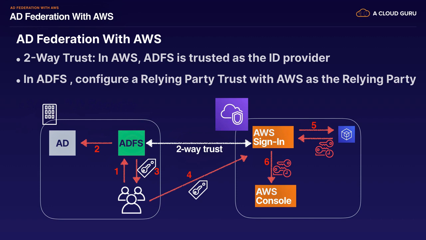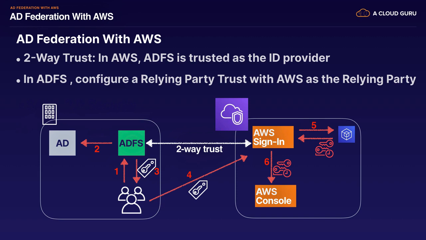So let's take a look at the process of signing in using your AD credentials. Now, first of all, before you can do any of this, you need to establish a two-way trust between Active Directory and AWS. And when I say two-way trust, what I mean is that within AWS, you need to configure ADFS to be trusted as your identity provider. And then within your ADFS configuration, you need to configure a relying party trust with AWS as the relying party. And what that really means is that you need to tell AWS to trust ADFS to provide your users' identities, and you need to tell ADFS to trust AWS to consume your user identities.